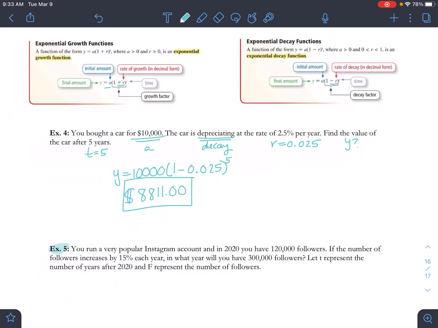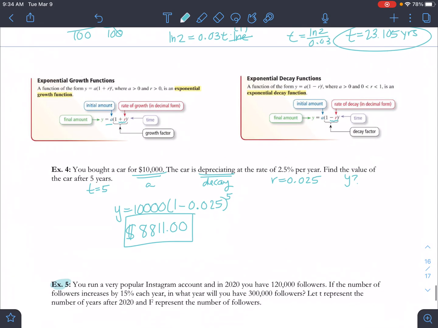We'll try example 5, where you are growing followers. We're going to have a positive rate for that one, and we're going to talk about exponential growth.